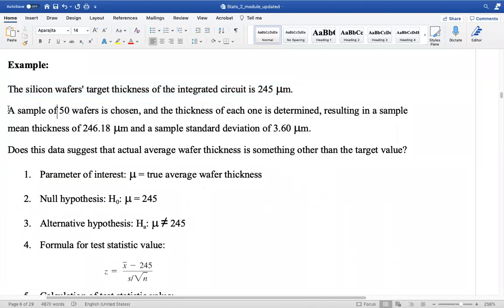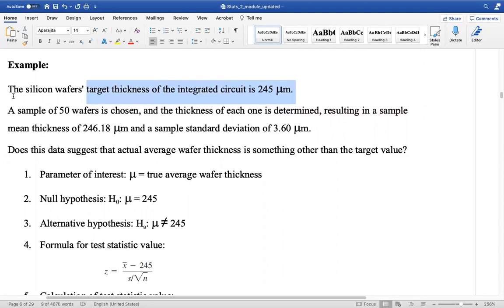And here there are 50 samples. A sample of 50 wafers is chosen. That means you are taking 50 samples, so my n value is 50. Try to understand, when you are reading the statement or problem, we need to find out the terms actually. So this is the 245. What will this be? This is your mu, the alternate hypothesis average value. This is your mean value.